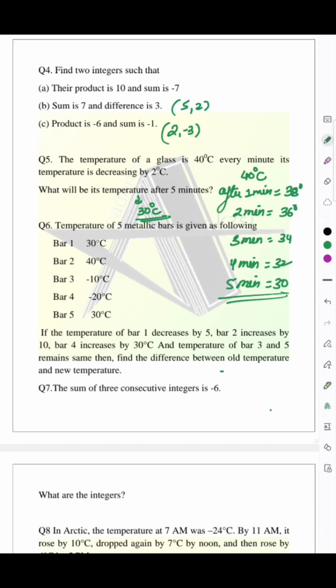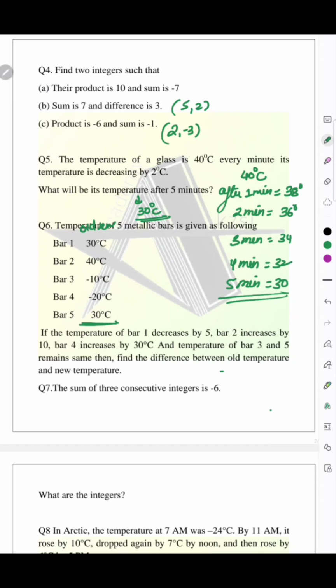If the temperature of bar 1 decreases by 5, bar 2 decreases by 10, bar 4 decreases by 30 and the temperature of bar 3 and 5 remains the same, then find the difference between the old temperature and the new temperature. So this is the old temperature. That means they're asking the sum of all the temperatures.